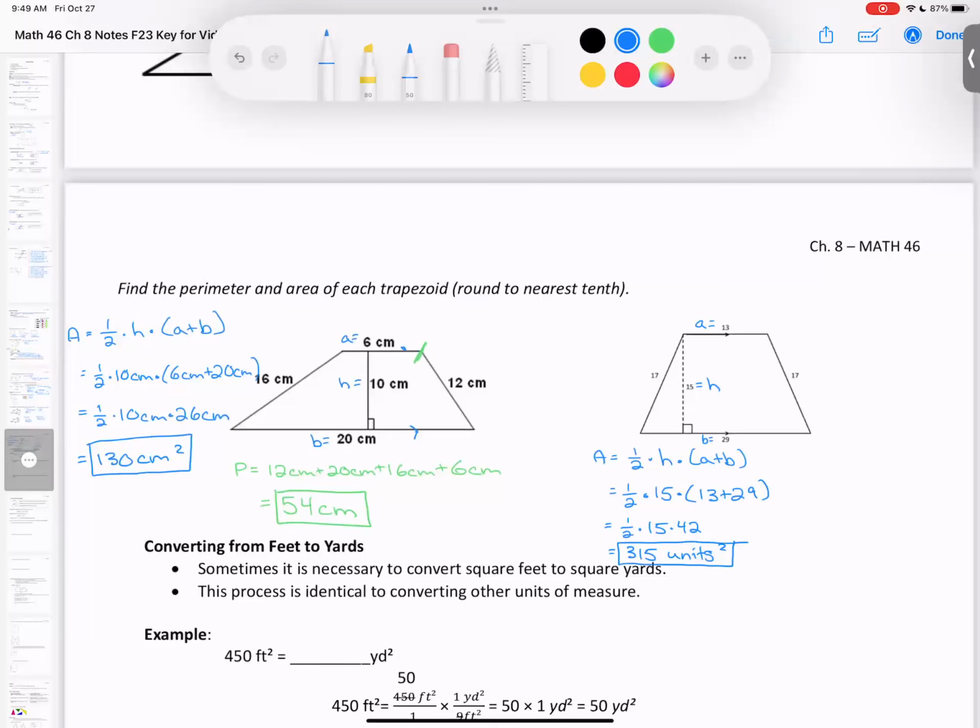Okay, and then perimeter. So we're going to do perimeter of this. So that's the sum of all of the sides. I will start that here arbitrarily. So it's going to be 17 plus 29 plus 17 plus 13. Okay, and when you add all that up together, you should get 76, and I'll just call it units.